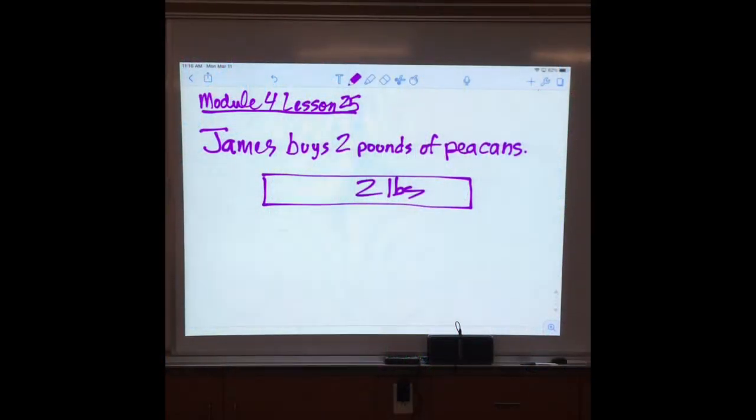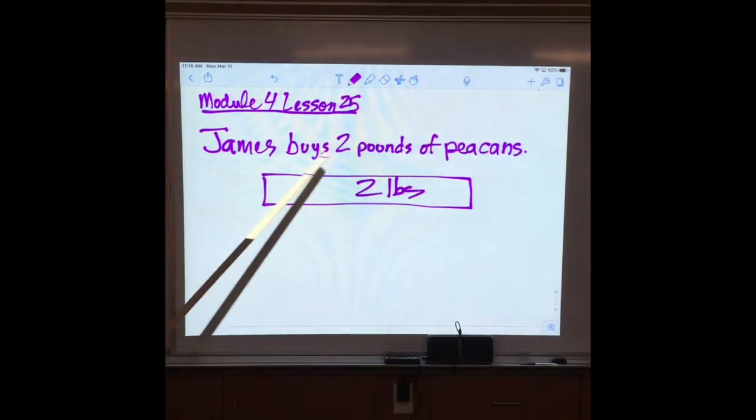Welcome back to math. Today, Module 4, Lesson 25. We're going to call this Part 1. We are dividing a whole number by a unit fraction. Divide a whole number by a unit fraction.